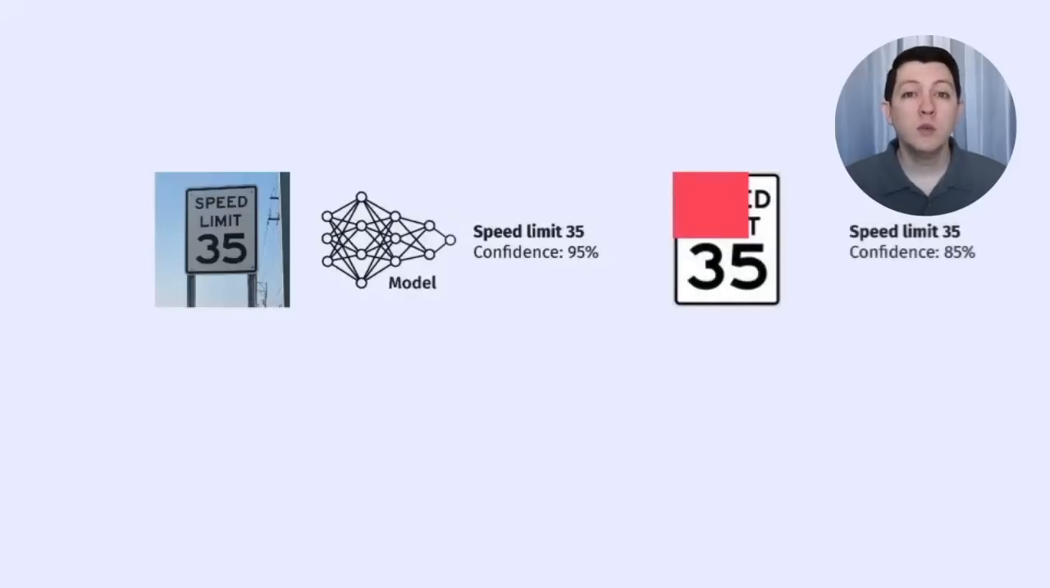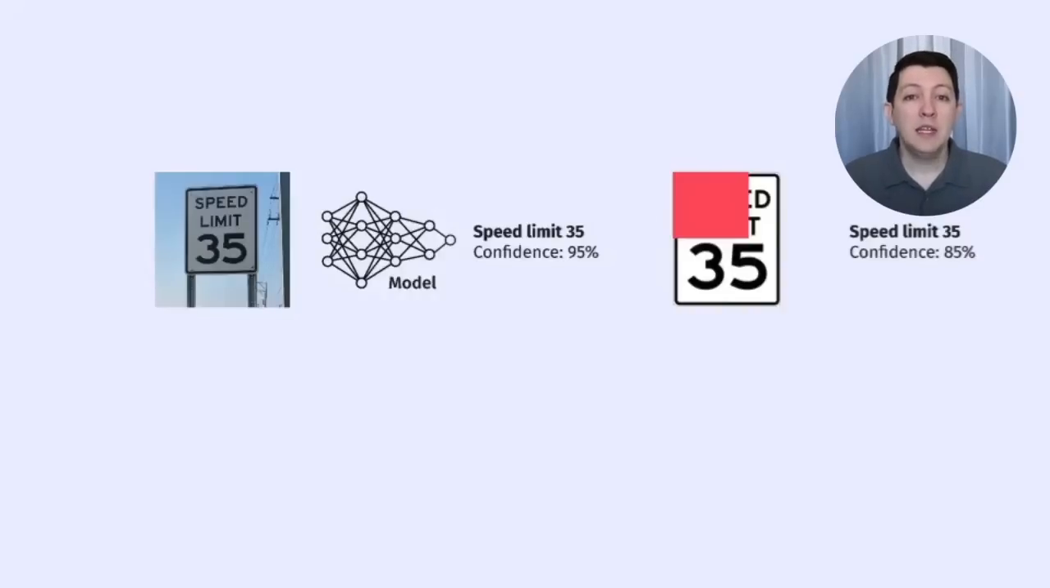Now let's say that we use that knowledge of the system and what it is sensitive to, and we put some red paint on the speed limit sign. Now it's still correct. The model still says that it is a speed limit 35 sign, but its confidence has gone down. It is only 85% confident now. This is the kind of information that the attacker can leverage to know that their attack is moving in the right direction. Now, not all systems report confidence, you might say, and that's true.